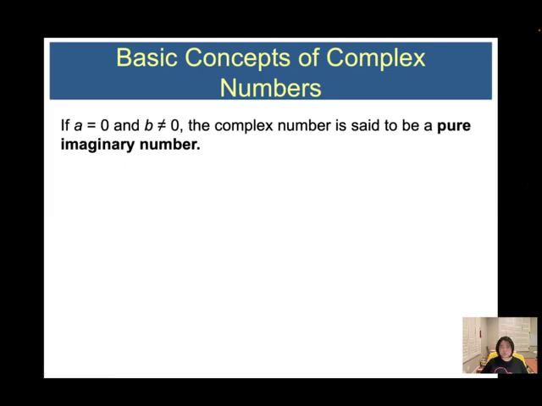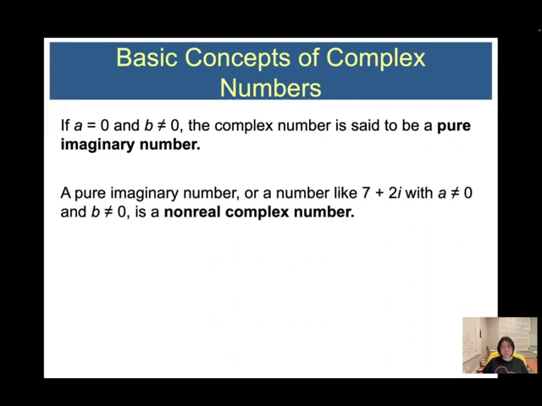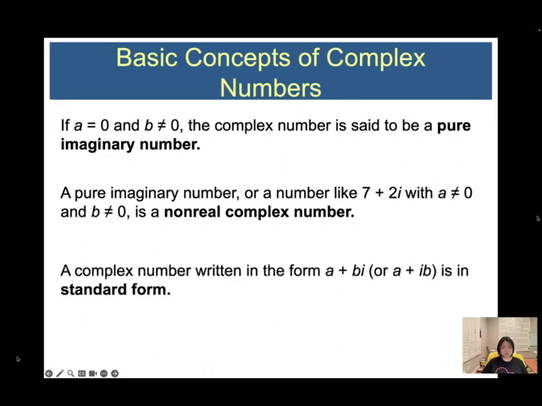If a is equal to 0 but b is not equal to 0, we say this complex number is a pure imaginary number, where you only have the i. A number like 7 plus 2i, with a not equal to 0 and b not equal to 0, we call a non-real complex number. And a plus bi is the standard form of the complex number.